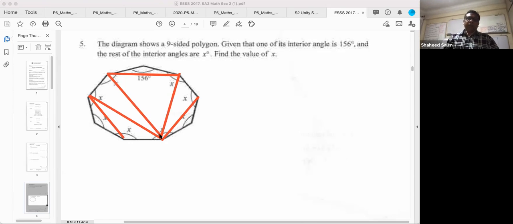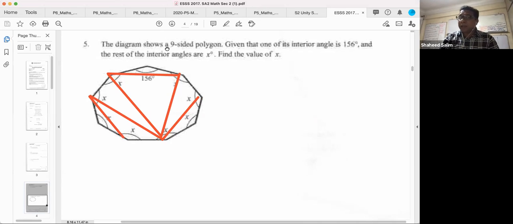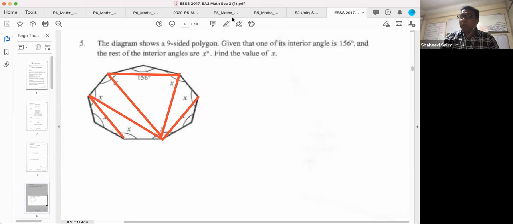How many triangles do I have? Okay, let's count. How many triangles should I get? This is a 9-sided figure. By the formula, the number of triangles must be 2 less. Let's see whether it's correct. 1, 2, 3, 4, 5, 6, 7. Remember, if they tell you there are 9 sides, you get 2 less triangles. 9 minus 2, you get 7 triangles.